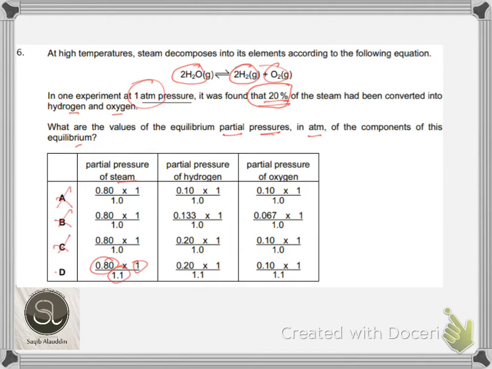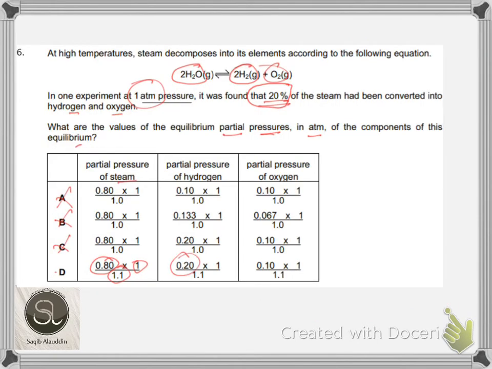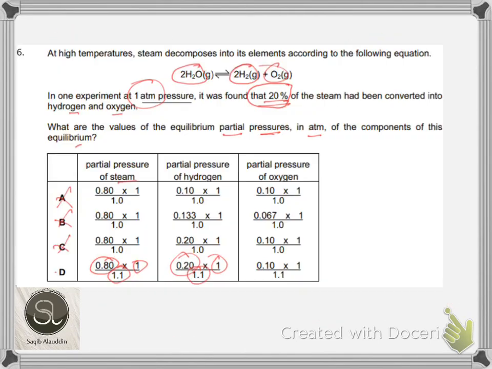And see, it's also true for hydrogen and also true for oxygen. See the equilibrium moles of hydrogen, 0.2. So 0.2 divided by total moles multiplied by the total pressure. It's also true for oxygen. See the equilibrium moles, 0.1. 0.1 divided by the total moles multiplied by the total pressure. So option number D is correct.